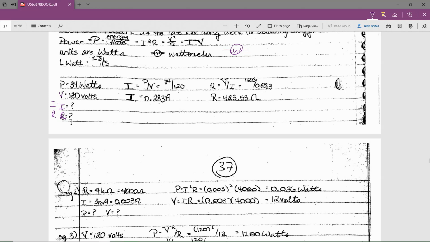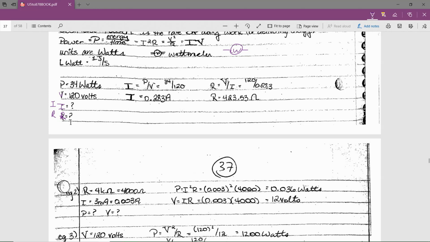So I is P over V, so 34 over 120, which is 0.283 amps. And R is V over I, so 120 divided by 0.283, 423.53 ohms. And yeah, there are different orders in which you could do it. But P, I, V, R.